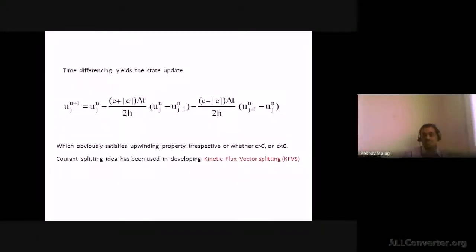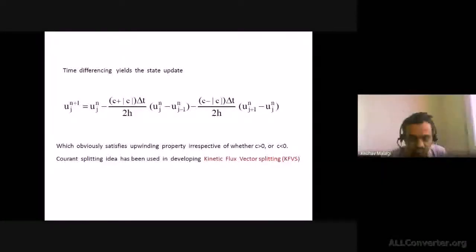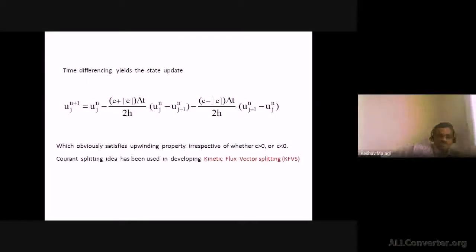So this obviously satisfies the upwinding property whenever c is greater than or less than 0. You don't have to worry. The scheme naturally chooses which of these, u_j minus u_(j-1) or u_(j+1) minus u_j, to use. It will naturally choose based on this splitting. This has been used for kinetic flux vector splitting.